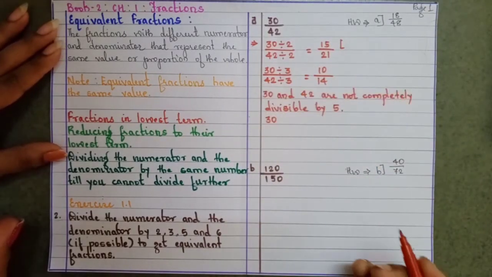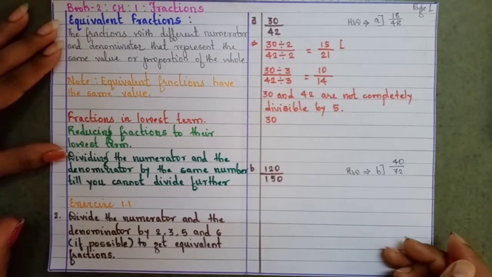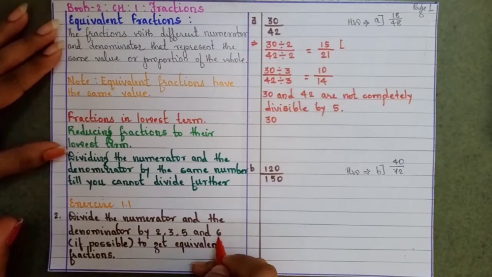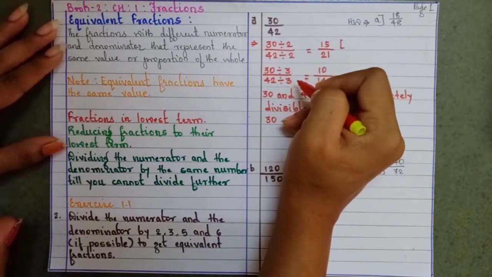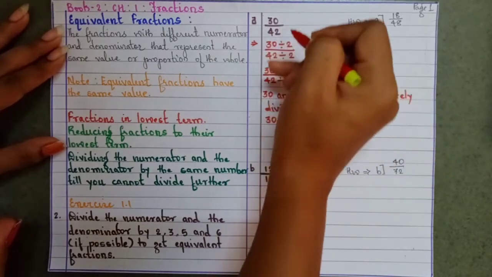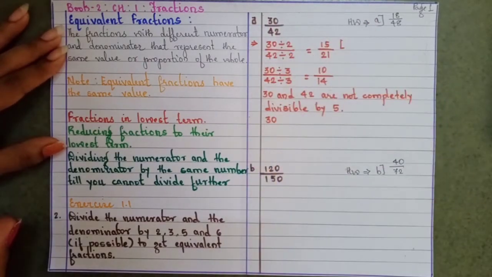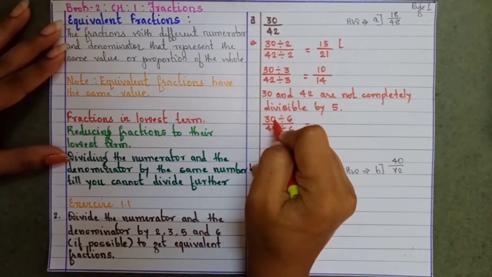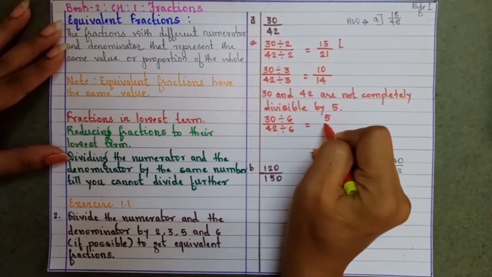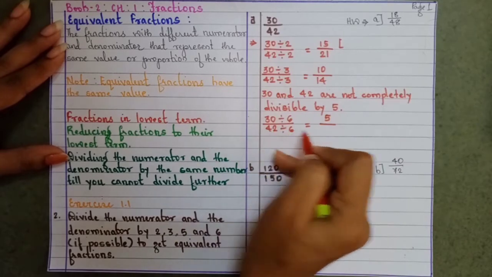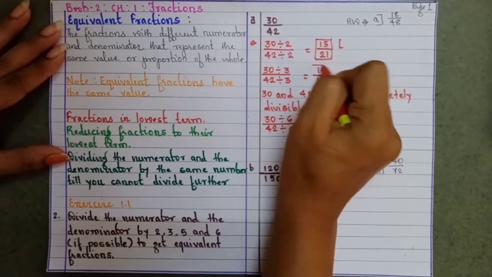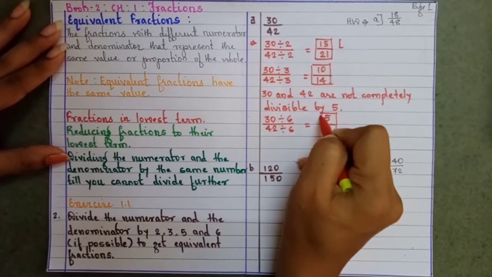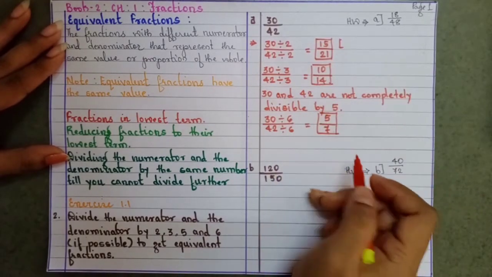Now let's check whether this fraction is divisible by 6 or not. So what is the rule of checking divisibility of 6? It should satisfy the divisibility of 2 and 3. Here it satisfies the divisibility of 2 and 3. Therefore, yes, we can divide 30 upon 42 by 6. So let's do that. When we divide 30 by 6, we'll get the answer 5, and when we divide 42 by 6, we'll get the answer 7. So where are our equivalent fractions after dividing by 2, 3 and 6? Let's write them together.